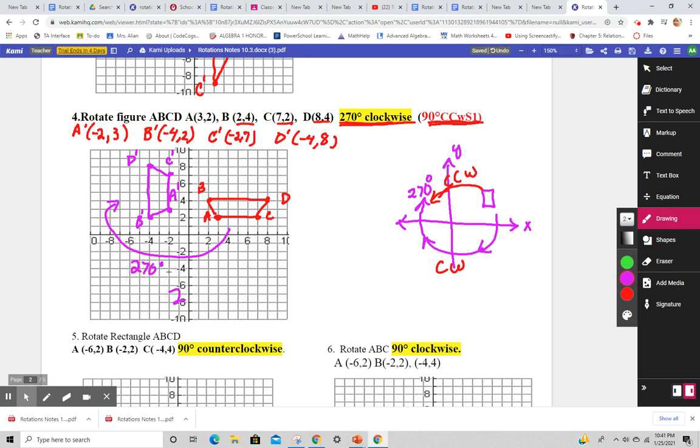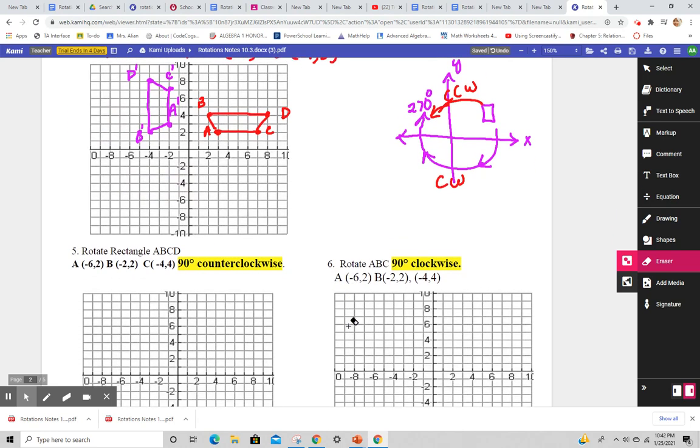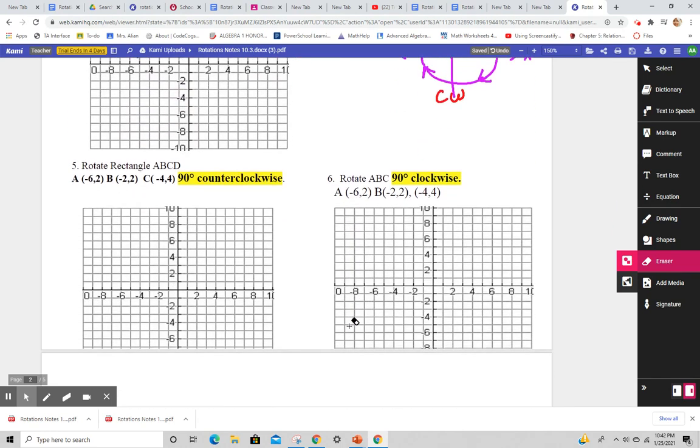270 degrees clockwise is the same as 90 degrees counterclockwise. I don't think we need that. I'm going to delete that. I think we're good. All right, so let's go on. Let's don't need the D here. I made some changes and I forgot to edit my work.